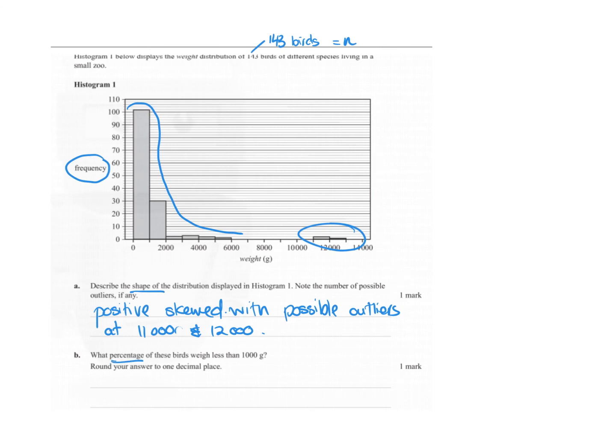Okay, what percentage of these birds? Percentage equals amount over total times 100, and we know the total was 143. So let's have a look. What are they asking? The amount of the birds less than 1,000. So here's 1,000. So less is just that category. If we read off that, it looks like 102. And if we times that by 100, we end up with 71.3%. Now it's set to 1 decimal place, so that's why I did that.